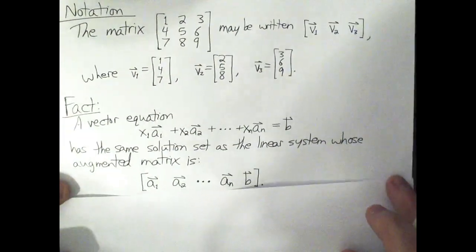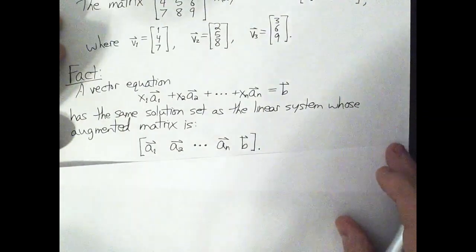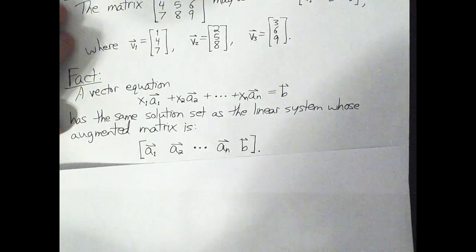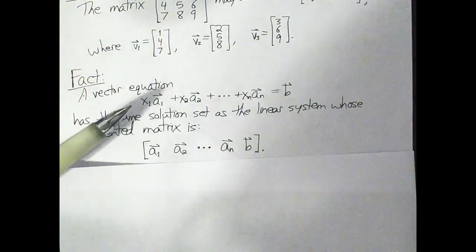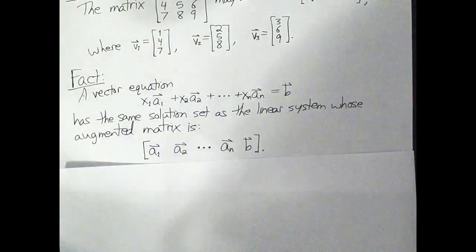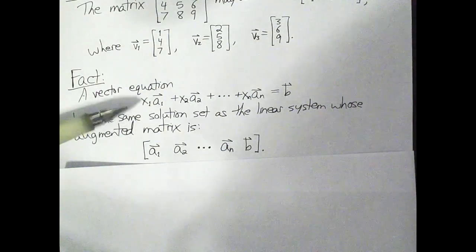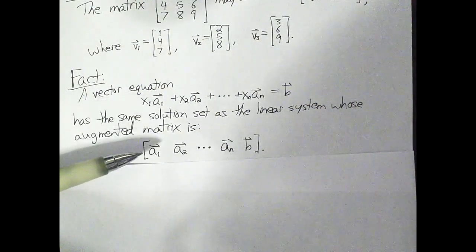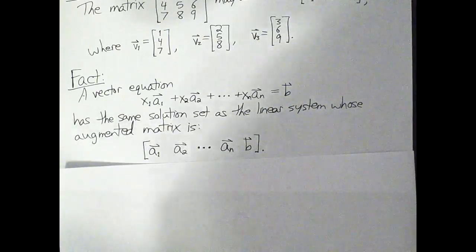But let's look at what we've said so far here. So I said a vector equation, and it is an equation because it has an equal sign, and the left-hand side looks to be a bunch of vectors being scaled and added together. The right-hand side is just b, which is a vector. So this vector equation, we're saying, has the same solution set as just the linear system with this augmented matrix.